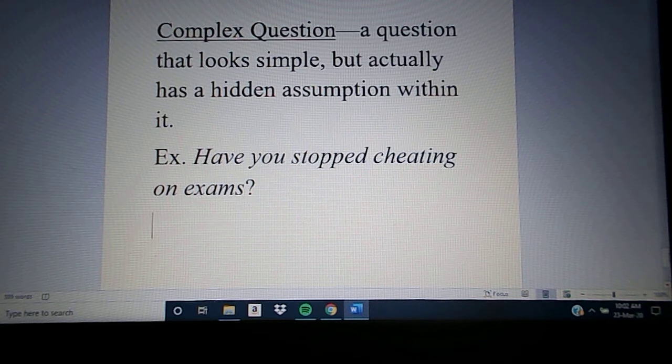And so that's the idea. The complex question, it looks like a simple, straightforward thing, but there's a hidden question in there that really needs to be answered first. Before we get to this point, we need to raise the question, have you been cheating on exams? And then if you have, have you stopped? Okay.